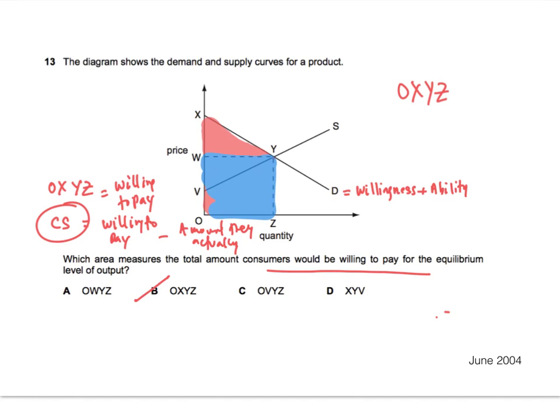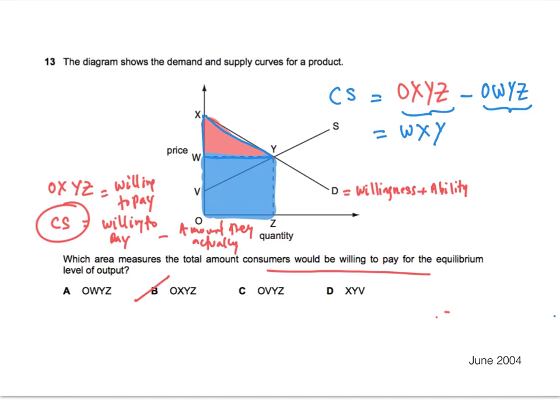Why is this region the amount consumers are actually paying? Simply because price times quantity is what you actually pay. So in other words, O, W, Y, Z is what we are actually paying. And therefore the difference between O, X, Y, Z and O, W, Y, Z is your consumer surplus, which will be W, X, Y. In other words, it's going to be this rectangle here.